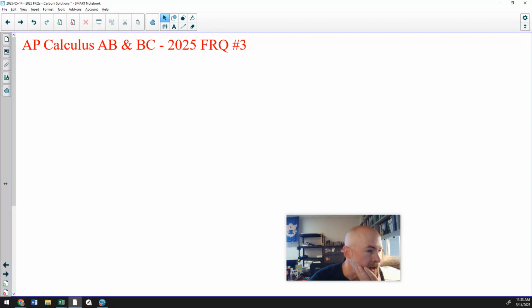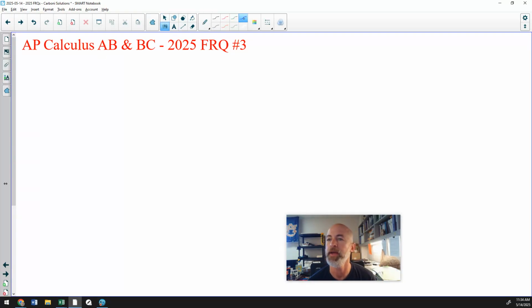Okay, so table problem. A student starts reading a book at time 0 and continues reading for 10 minutes. The rate at which a student reads is given by a differentiable function, R. Approximate R prime of 1, show the work, and indicate units. Okay, this will be a nice one.